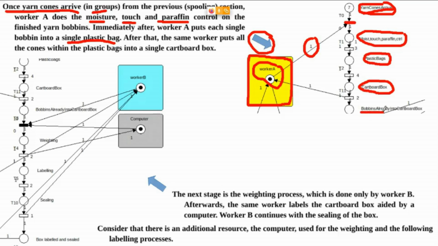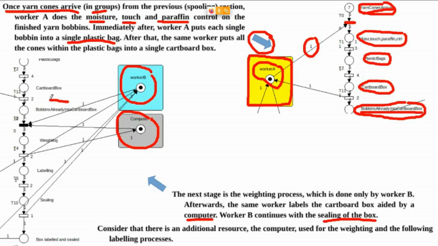Once we have the bobbins in the cardboard box, let's have a look at worker B's involvement. The next stage is the weighing process, which is done only by worker B. Afterwards, the same worker, worker B, levels the cardboard box aided by a computer. That will be another resource, as you can see here: worker B idle, computer idle. Worker B continues with the sealing of the box. Here, the bobbins are already in the cardboard box.